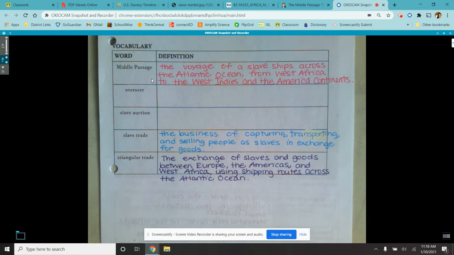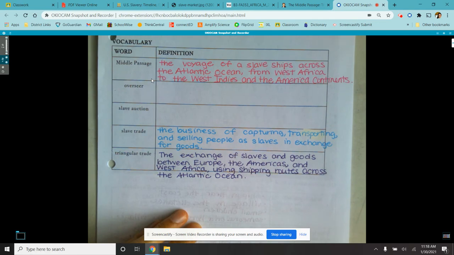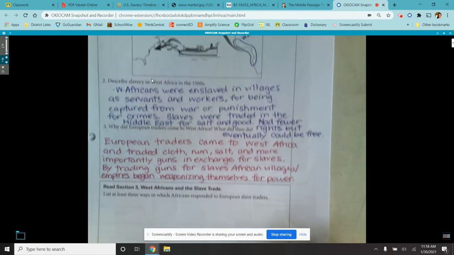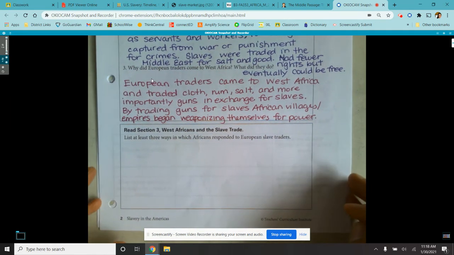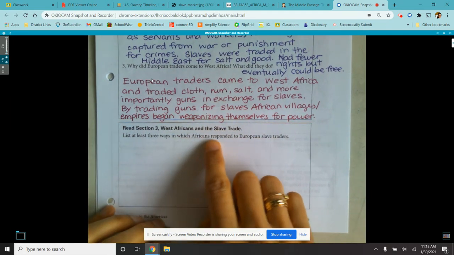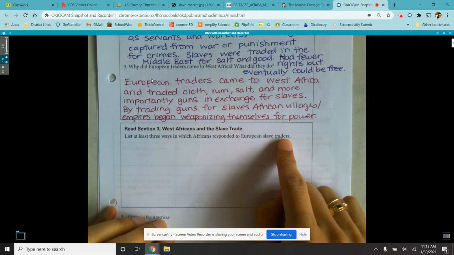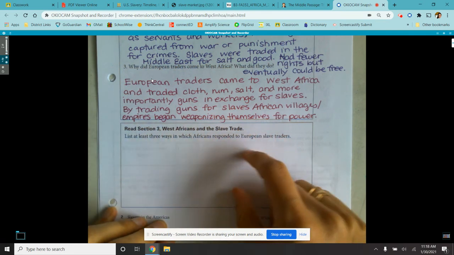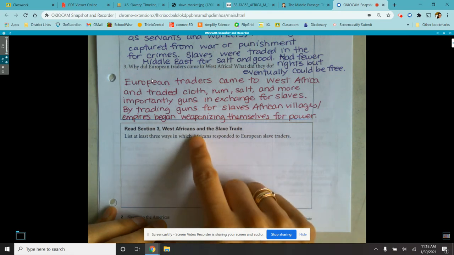Okay, if you want to pause it, make sure you get those vocab words, and now we're going to read about the West African slave trade. And while we're reading, we're going to pay attention to 3 ways in which Africans responded to the European slave trade. Obviously they're being captives and taken without their will, so we want to find 3 examples of their response.